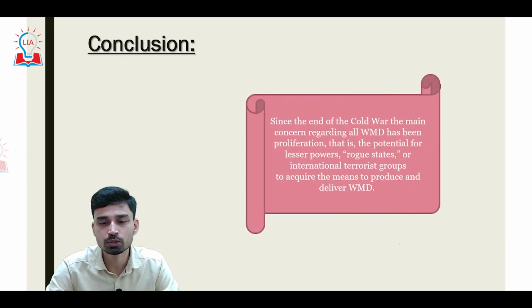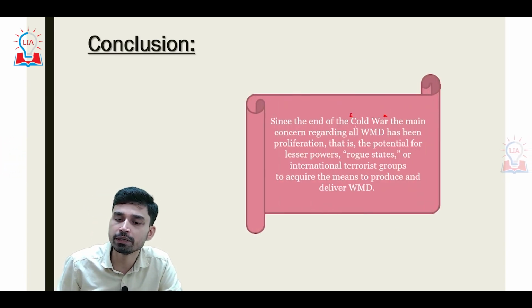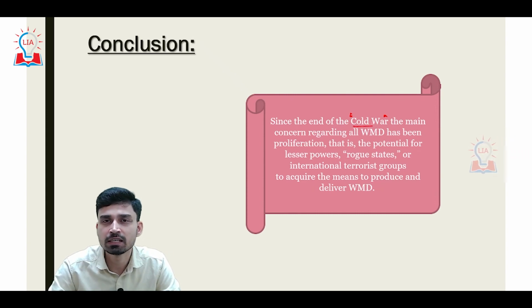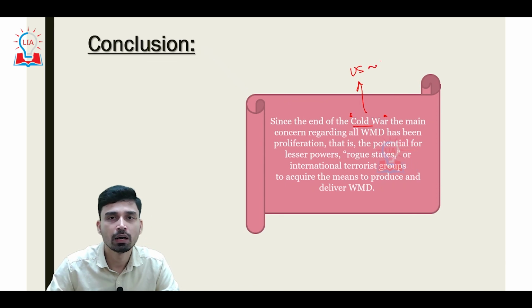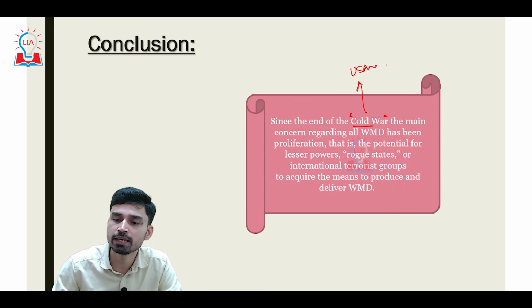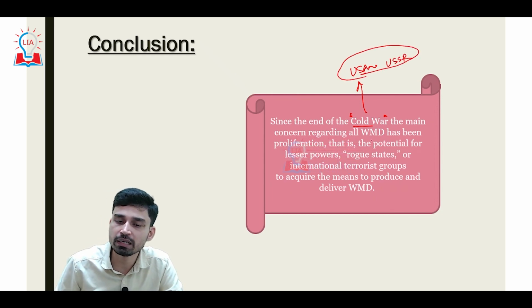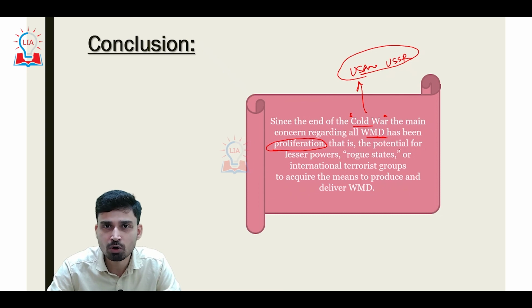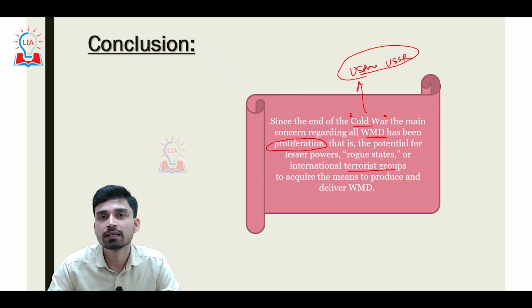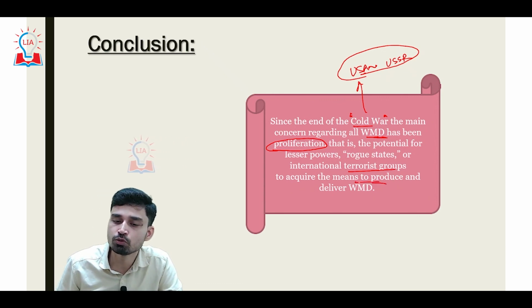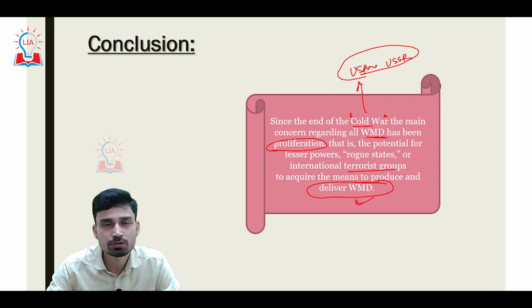So what we can see in conclusion is that since the end of the Cold War, that is the period after 1989-1991, when we had the disintegration of the Soviet Union, and in the Cold War time the world had been divided into a bipolar state, where on one side we had USA and on the other side USSR. So since the end of the Cold War, after the disintegration of USSR, the main concern regarding all WMD has been proliferation. That is the potential for lesser powers, smaller states, rogue states like South Korea or international terrorist groups. There is a risk that these states and terrorist groups can acquire the means to produce and deliver WMD that can be disastrous for the whole humanity.